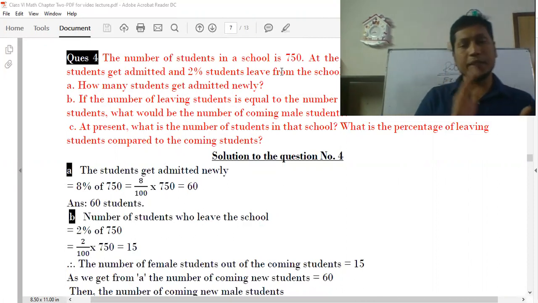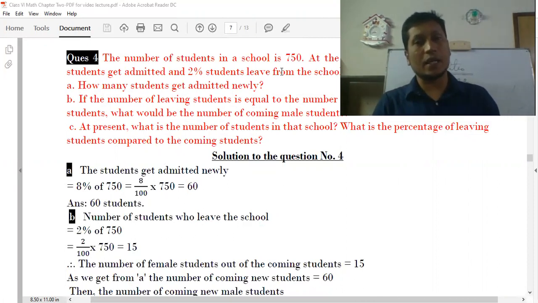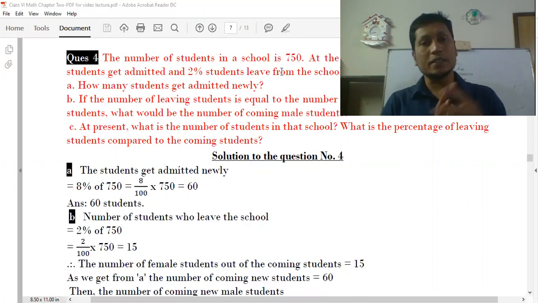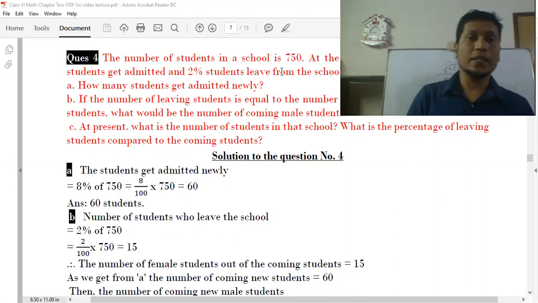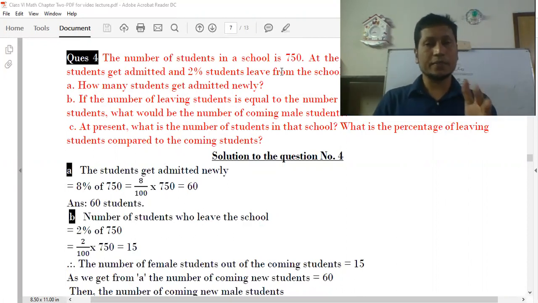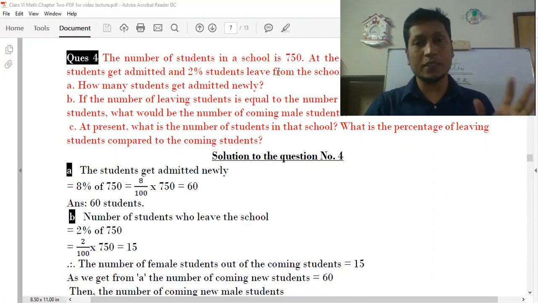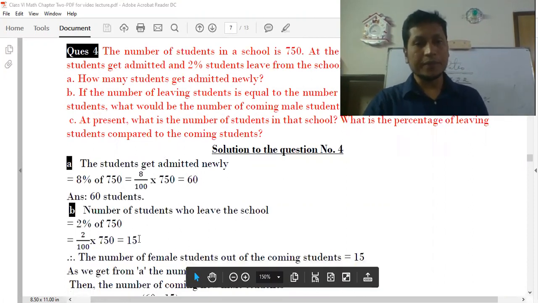And at the beginning of the year, 8% new students come and 2% students left. So 8% new students come means total 60 students are newly admitted, because 8% of 750 is 60. So 60 total students admitted, and 2% of 750 has left the school. 2% of 750 is 15. That is 15 students left the school.